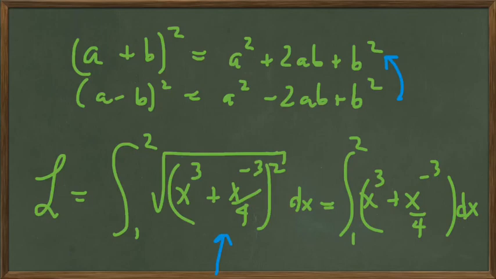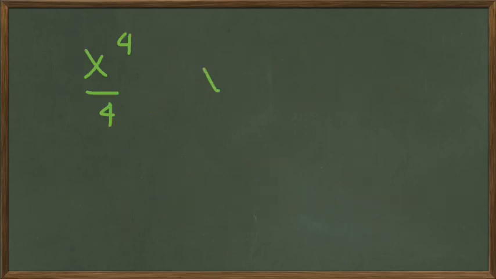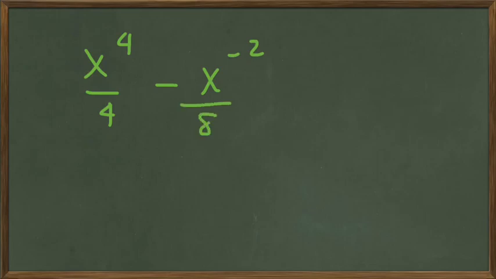We can integrate both those terms. When we do that, the x cubed goes to x to the 4th over 4, and for the other term, we add 1 to the power and divide by that power, so x to the minus 3 becomes x to the minus 2, and we're dividing by minus 2, so it becomes minus 8 in the denominator, and we are evaluating that between 1 and 2.